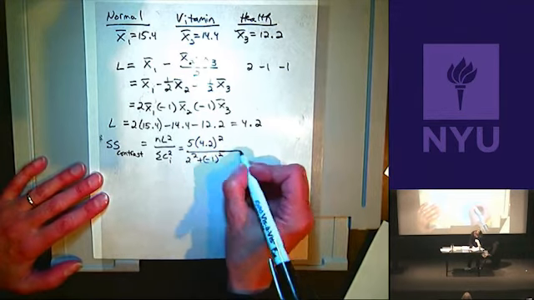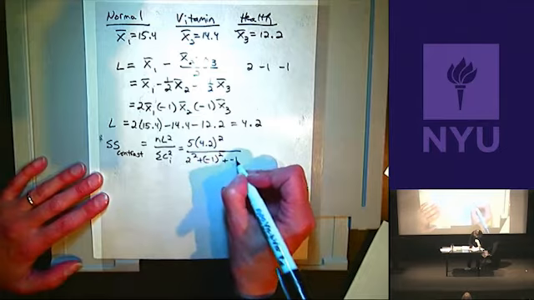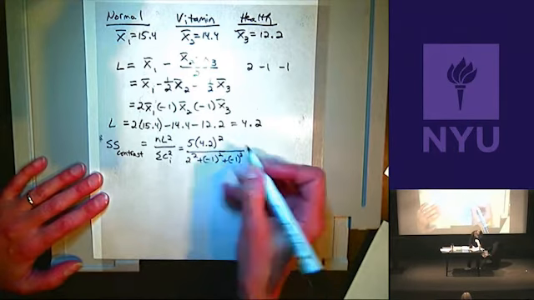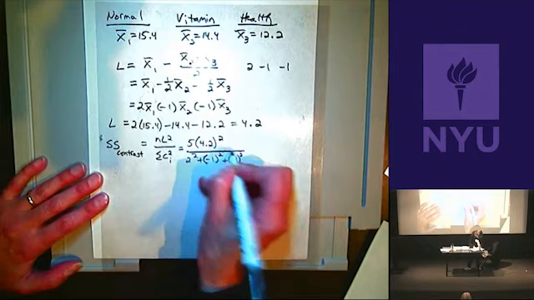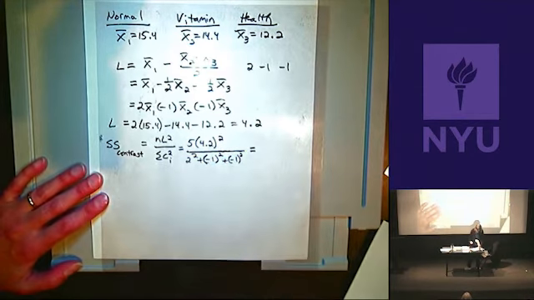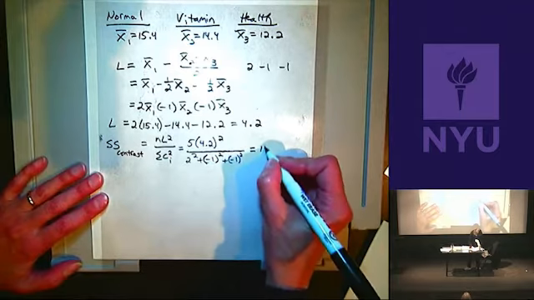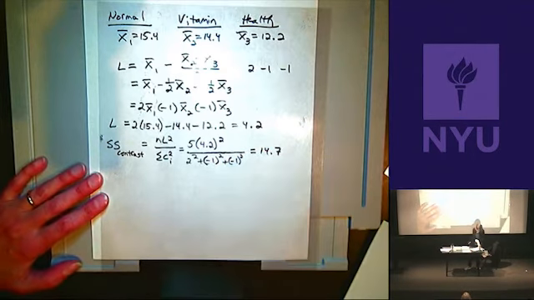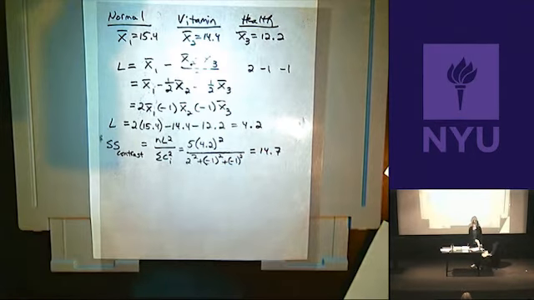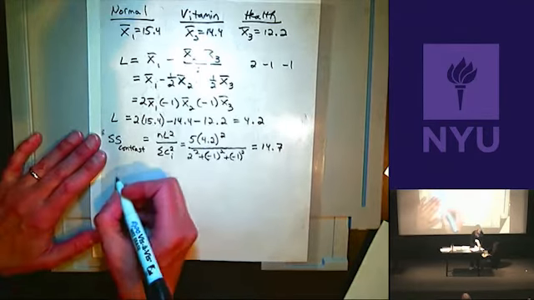And again, you don't necessarily have to put these in parentheses. I just do it so that it's really, really clear what we're doing, and so you don't make mistakes. So that's my SS contrast. What's my MS contrast? Same thing, same thing. So my F is simply going to be this.